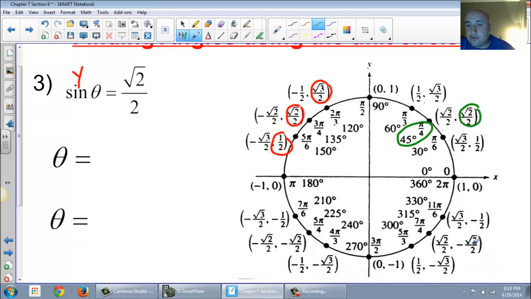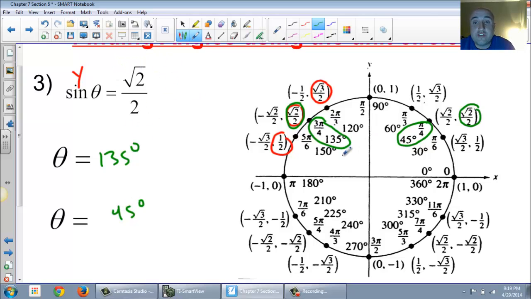Here's negative root 2 over 2. That's not going to work. Negative root 2 over 2. And here's another one, positive root 2 over 2, and the angles are 3 pi over 4 or 135. So I'm going to do 135 or 45 degrees. If you notice, there are two angles that have a sine of root 2 over 2.